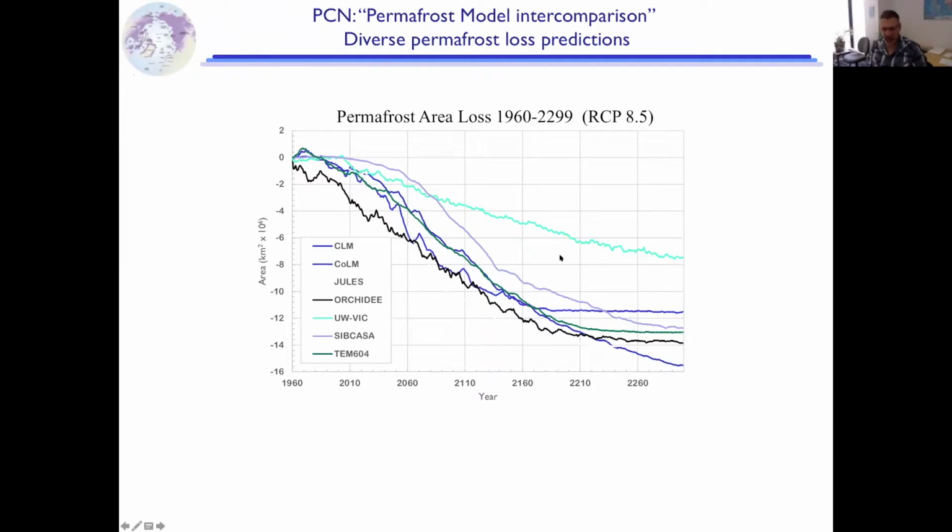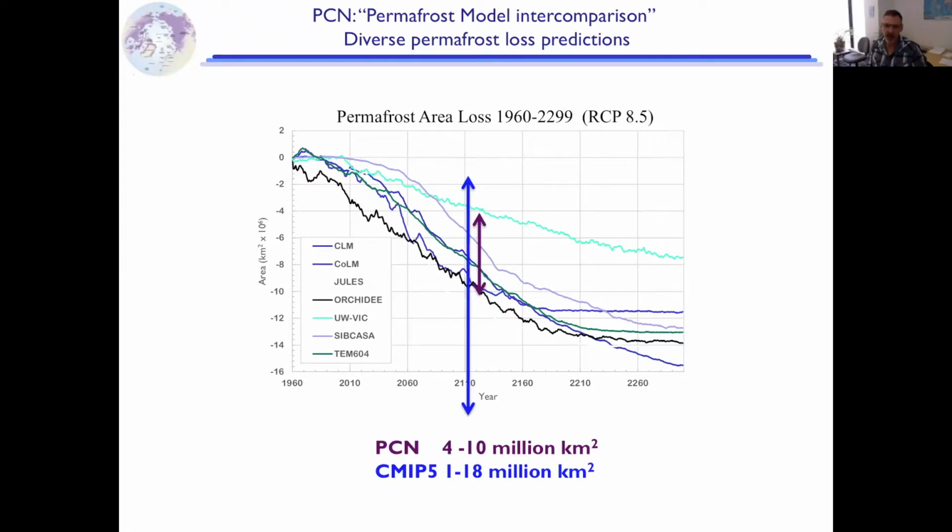So what you see is that there's still a range of projections of loss. It's not as strong, as diverse as it was in the CMIP5 models, which had a range of 1 to 18 million square kilometers by the year 2100, but it's still pretty broad. Although if we throw out this one model, which is a bit anomalous, this UW-VIC model, it's relatively tightly constrained at losses of between 6 and 10 million square kilometers by 2100 under RCP 8.5.